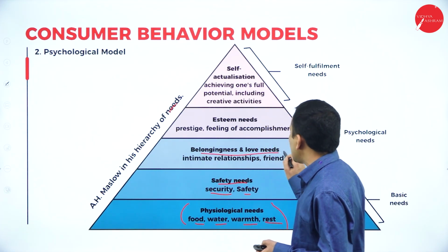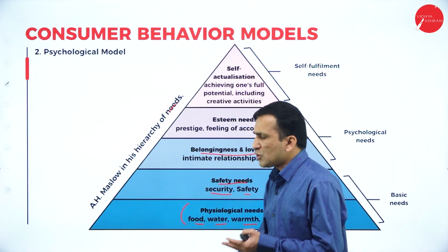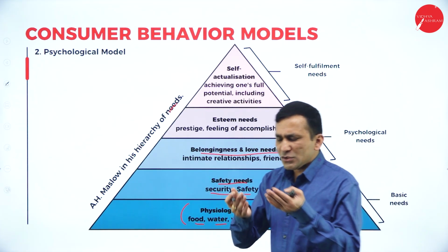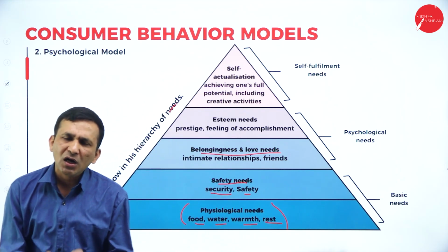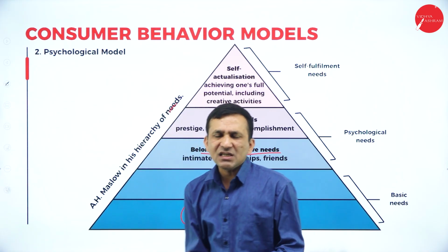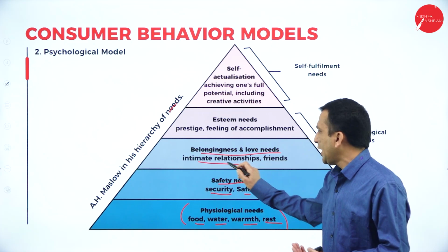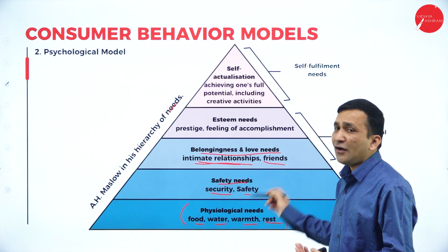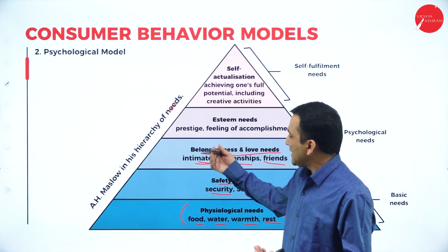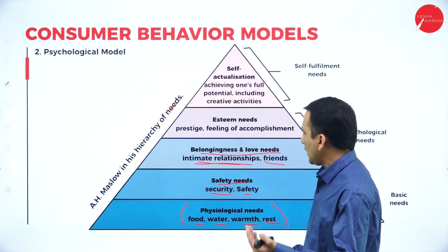Then belongingness and love needs. When you are living in society, you are not alone, you need your friend circle. You are maintaining intimate relationships and friendships. Of course, that is a requirement.